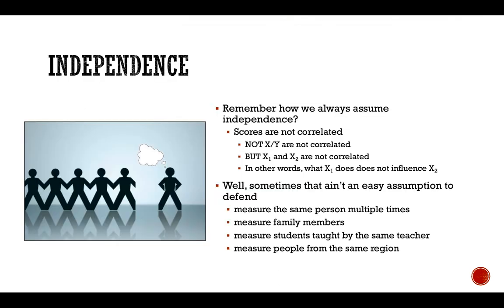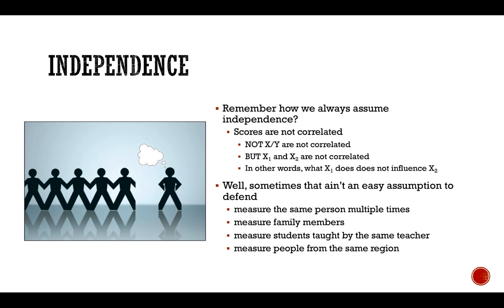So what's this all about? You remember how we've always made the assumption of independence? What does that mean? We have assumed that scores are not correlated with one another. Now, that doesn't mean X and Y can't be correlated. I'm saying that X1 and X2 can't be correlated. In other words, whatever X1 does, it cannot influence X2. Well, sometimes that's not a very easy assumption to make.